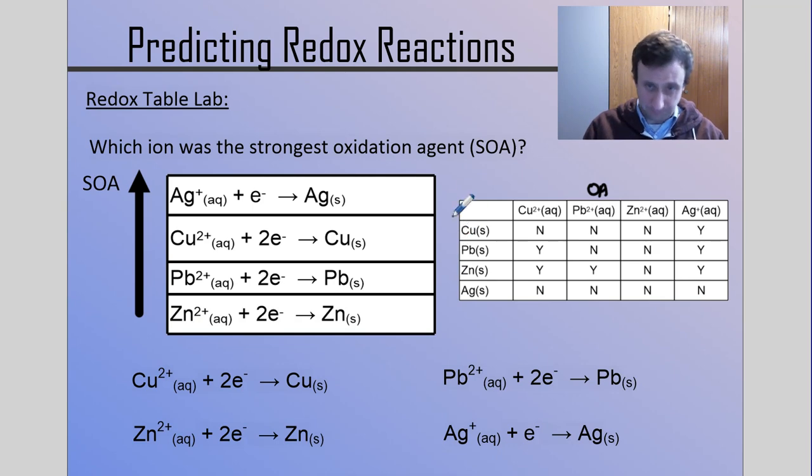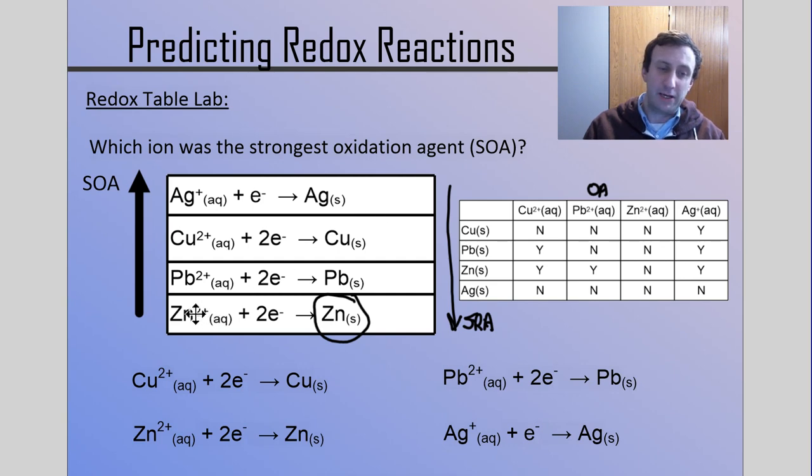All right. Now what you'll notice is that by doing this, I end up creating this system where I have the strongest RAs at the bottom right. So if I consider RAs, zinc reacted with 1, 2, 3 things. It was the strongest reducing agent. Lead reacted with 2, copper 1, and silver none.